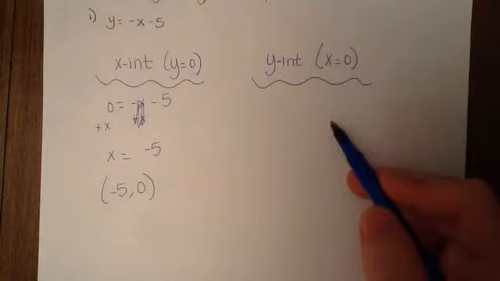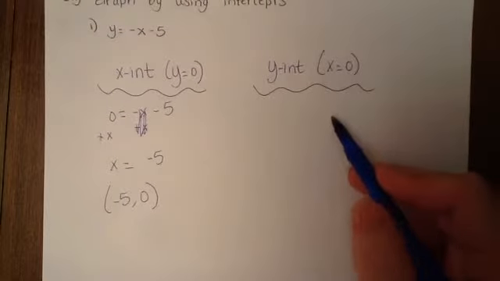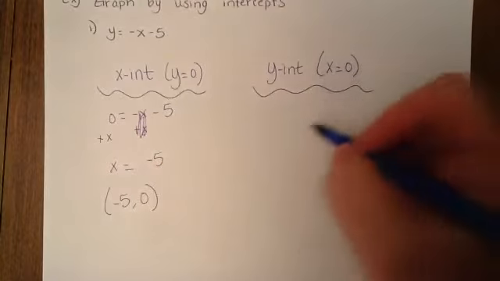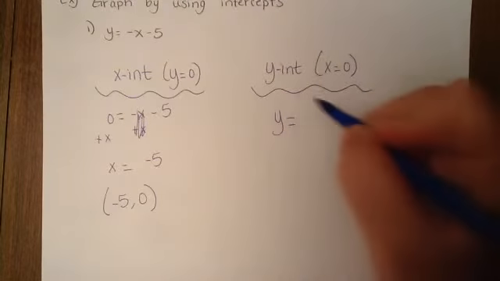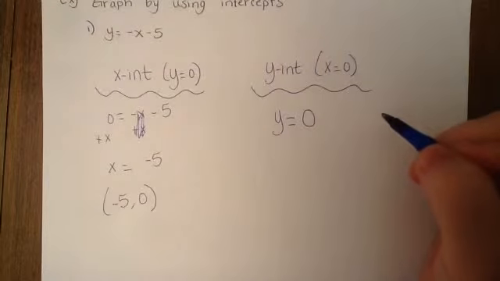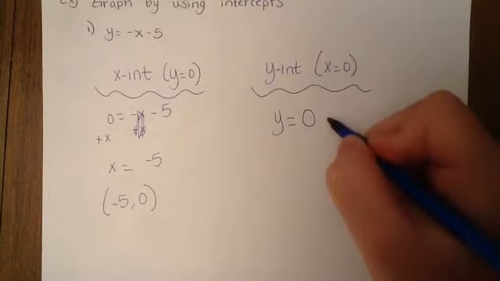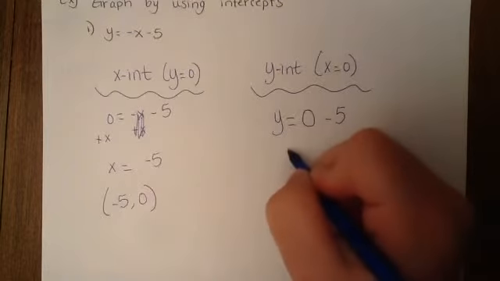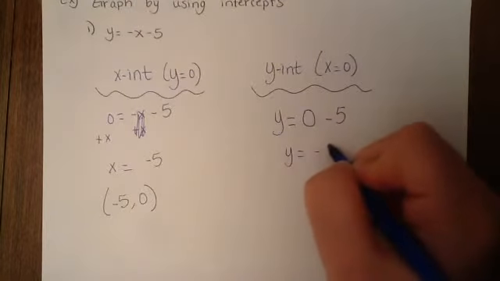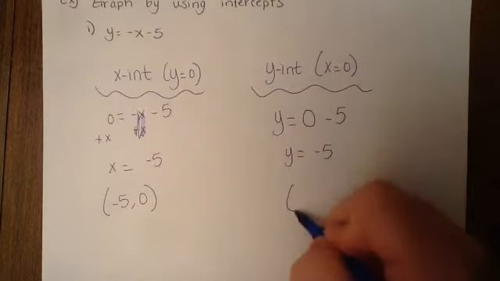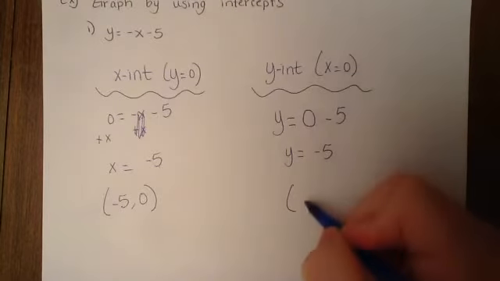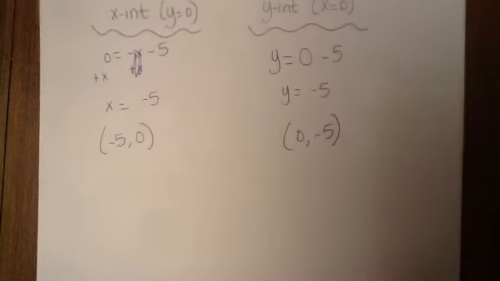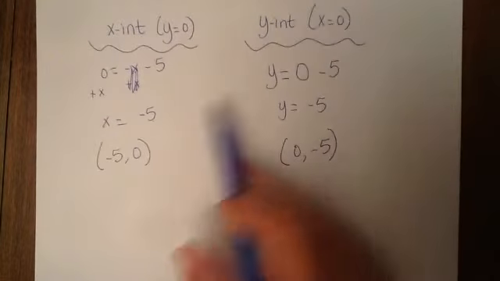Let's try it for the y-intercept now. Since I'm finding the y-intercept, I'm going to plug 0 in for x. So y equals negative 0. There's no such thing as negative 0, it's just 0, minus 5. 0 minus 5, negative 5. So this is the point: x is 0, y is negative 5. Plug 0 in for the right spot and solve.